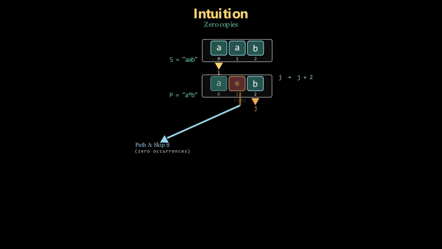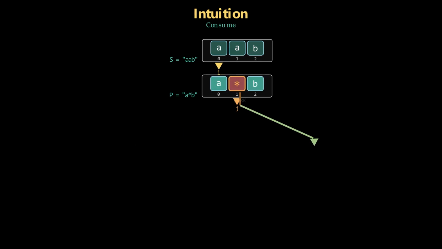In the second universe, we want to use the star to crush a character. If our current text letter matches the pattern letter, we consume the text letter and advance our text pointer. But notice, our pattern pointer stays completely still. Why? Because the star might want to eat another duplicate letter on the very next step.